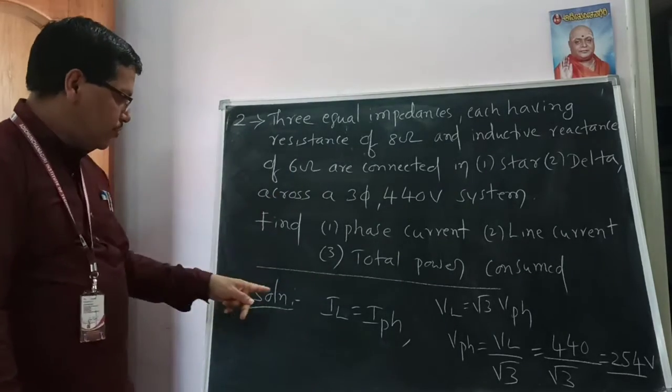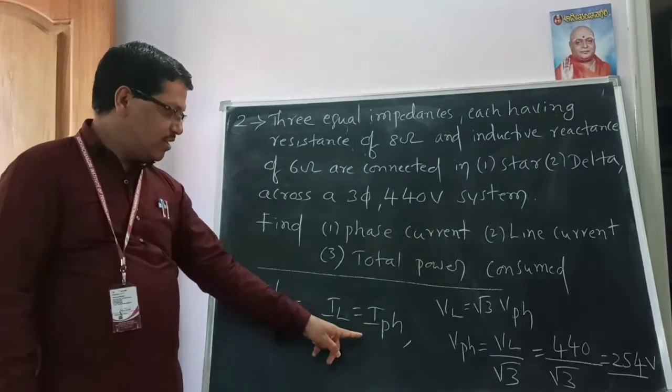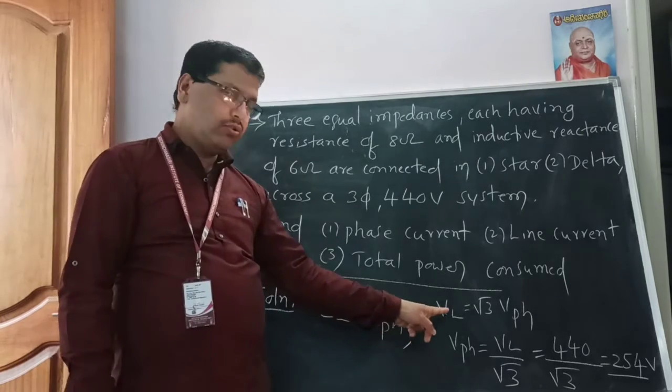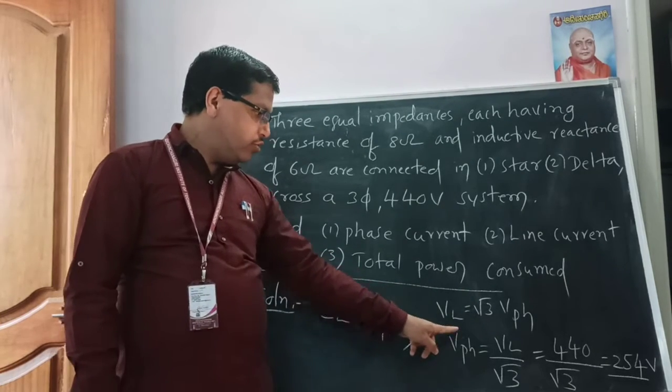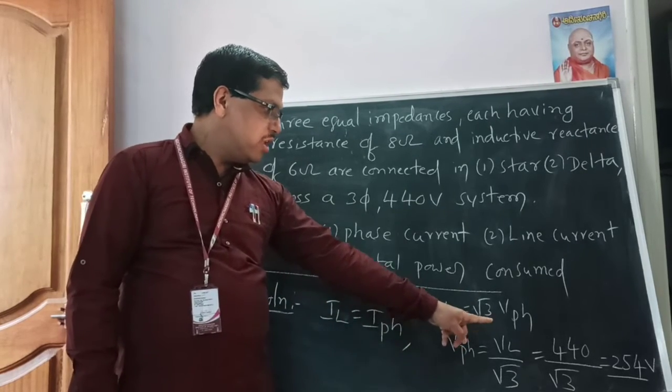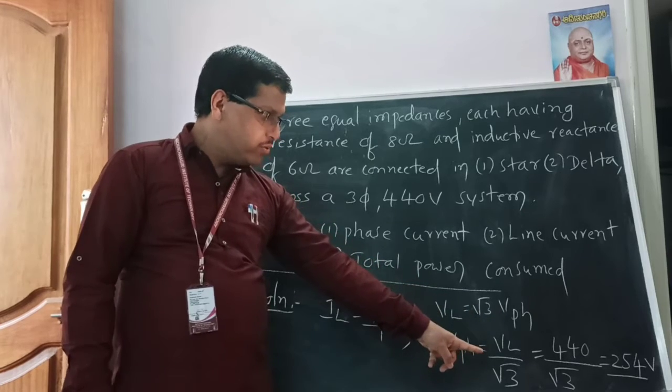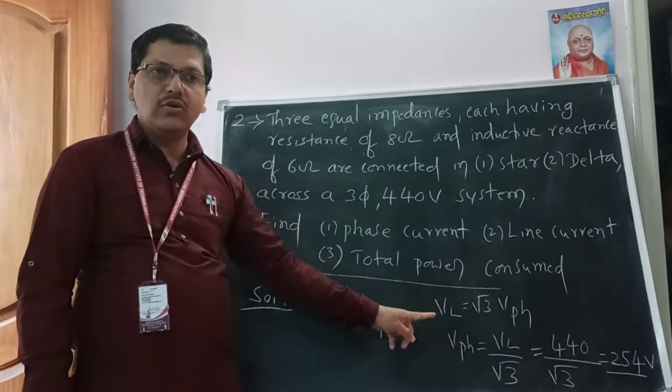Whatever the problem, either it belongs to the star or the delta. First, star: we need to write the equations. IL is equal to I phase, VL is equal to root 3 into V phase, so V phase is equal to VL by root 3. VL value is 440 volts divided by root 3. Answer is 254 volts.